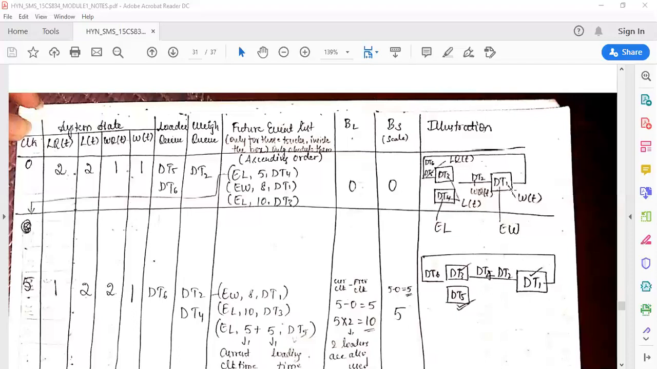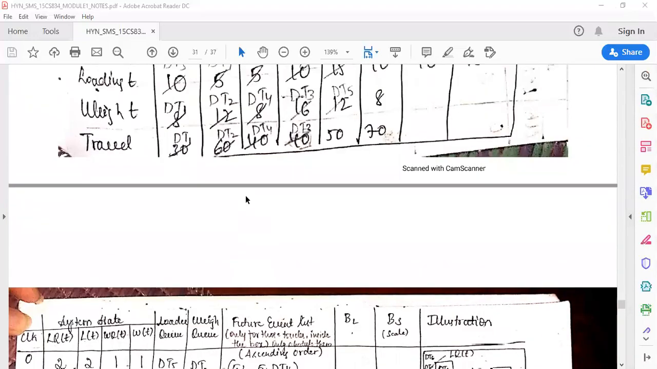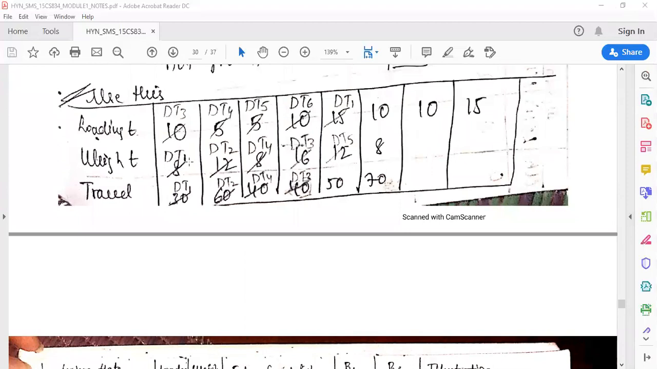Coming to dump truck 1's end weigh, we have to go for weighing time and loading time. So what I will do, take a pencil. For the first truck, you will be scheduling the weigh time.